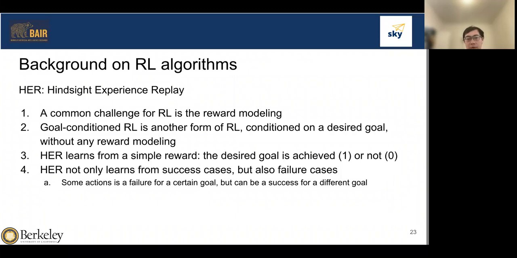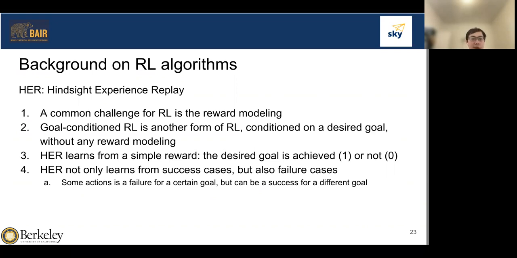So now I hope everyone gets a sense of the current status of RLHF. Then I'll introduce one of the very classic RL algorithms called hindsight experience replay. This is a very popular algorithm used in goal-conditioned RL. The reason I want to introduce it is that it is a very natural fit for large language models with instruction fine tuning, or instruction alignment. Basically, the alignment problem of these language models can be cast very naturally into this framework.